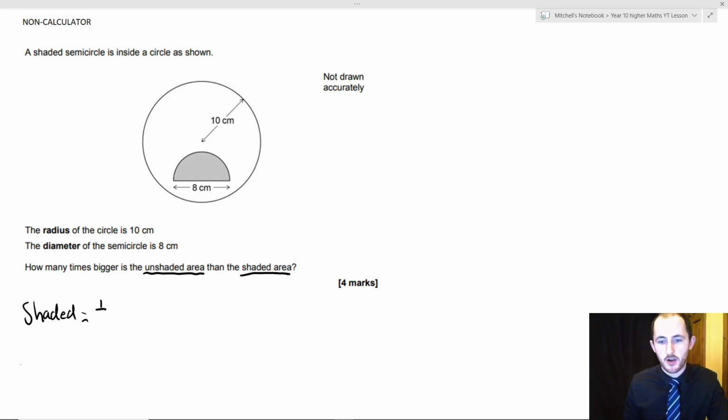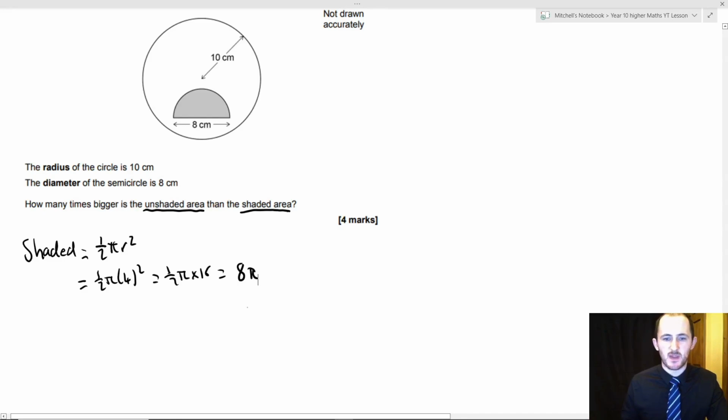It's going to be half of the area of a circle, half pi r squared. R is going to be 4, not 8. So what we have is a half times pi times 4 squared. So that is a half pi times 16. So in other words, it's 8 pi.